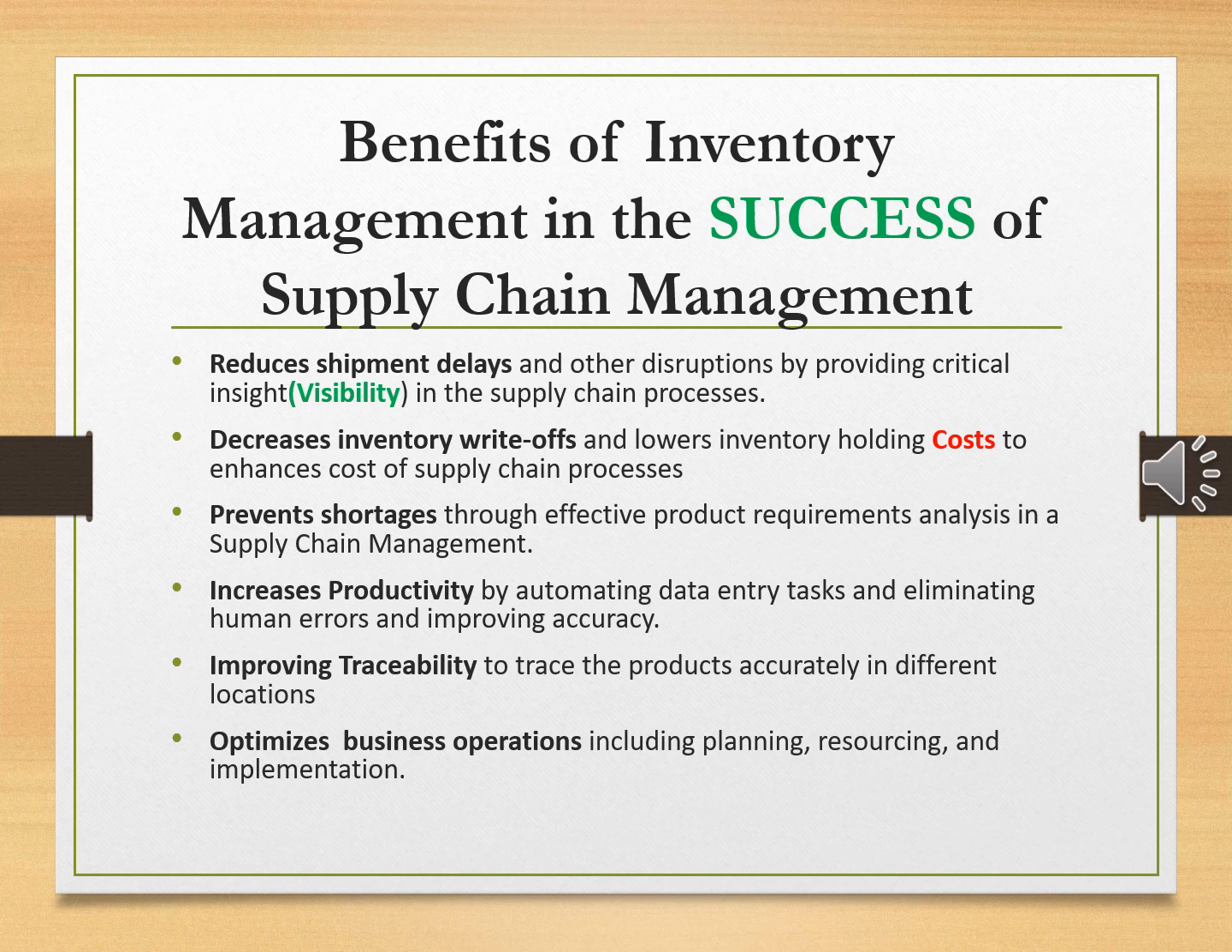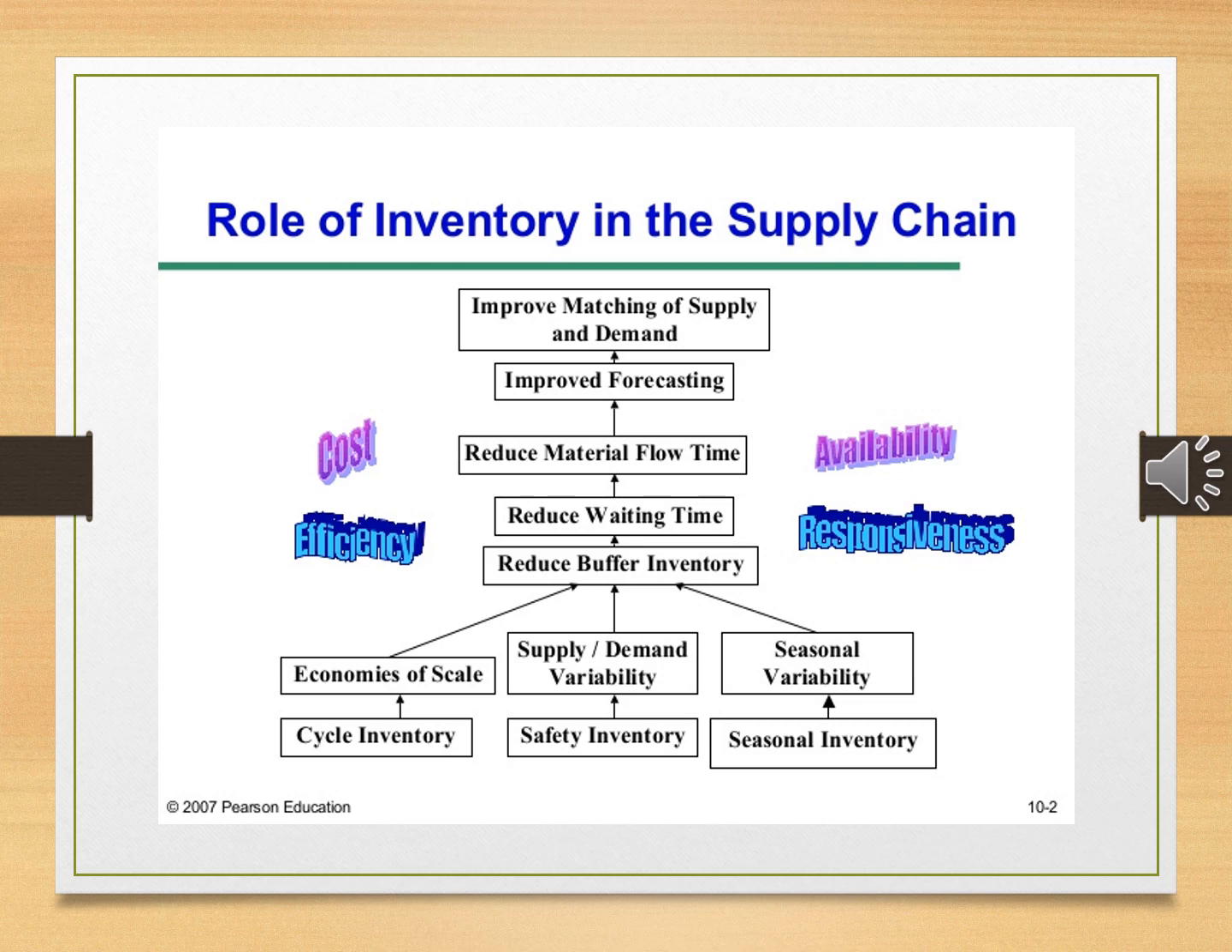And then it increases productivity by automating data entry tasks, eliminating human errors and improving accuracy. Then improving traceability, to trace the product accurately in different locations. Optimize business operations including planning, resourcing, and implementation. So these are a few of the benefits of better inventory management, which leads to the success of supply chain management.